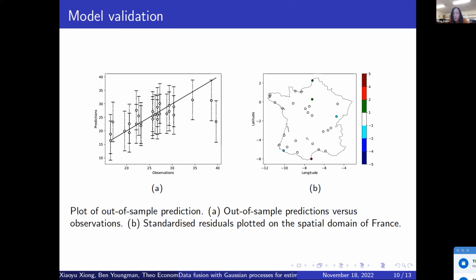In figure B, we present a spatial map of the standardized residuals for these 28 out-of-sample test points. The one with the largest residual is marked in red.